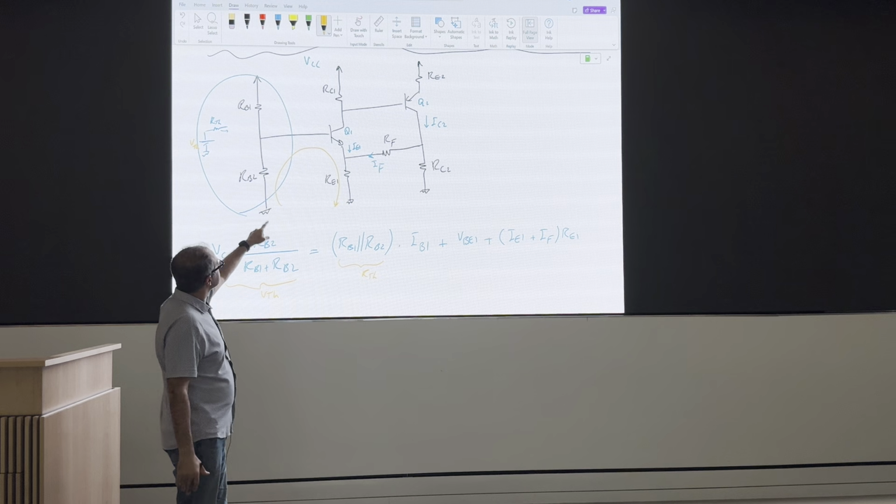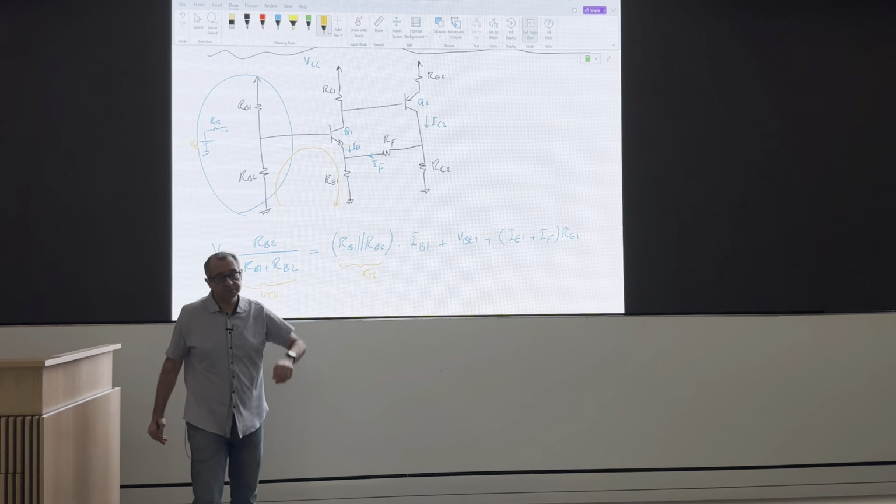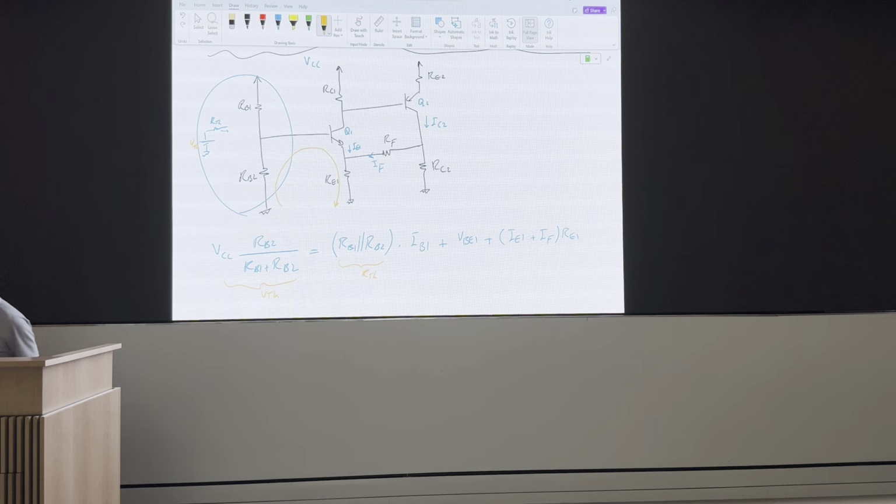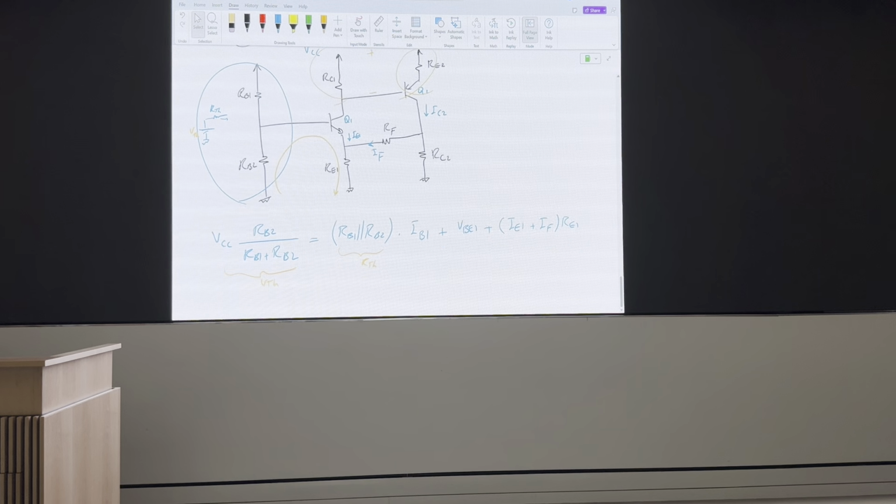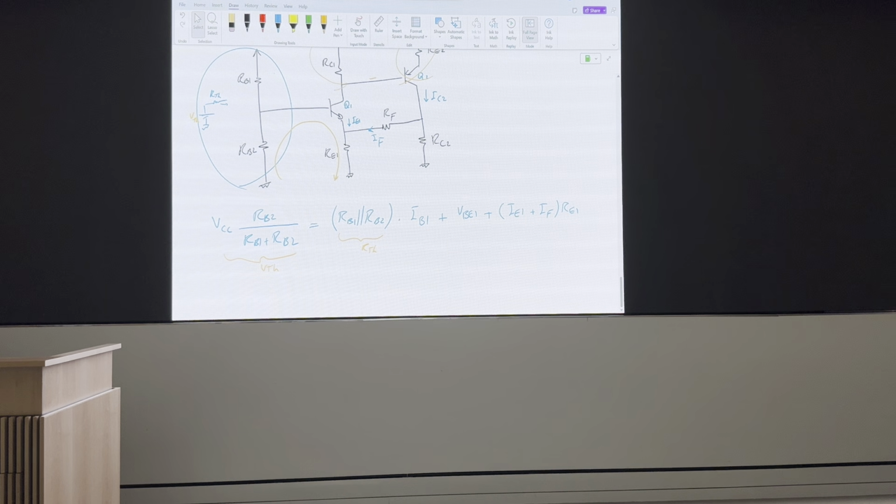We'll see what happens. At the top, I can see right away that the voltage drop from this node to this VCC is the same if I go through this branch or this branch. So that's another equation that we use. So I write it as, this is IB2.